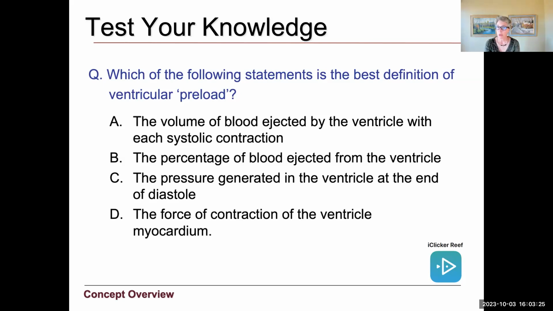Now you should be able to go through these and say, okay, this is that term that we learned, and this is this term that we learned. So the answer here is C. A, can you recognize what that is? Volume of blood ejected by the ventricle with each contraction. That's stroke volume. And B, the percentage of blood ejected from the ventricle. That's ejection fraction. And there's no other term for the force of contraction of the ventricle. It is what it is. It's the force of contraction.